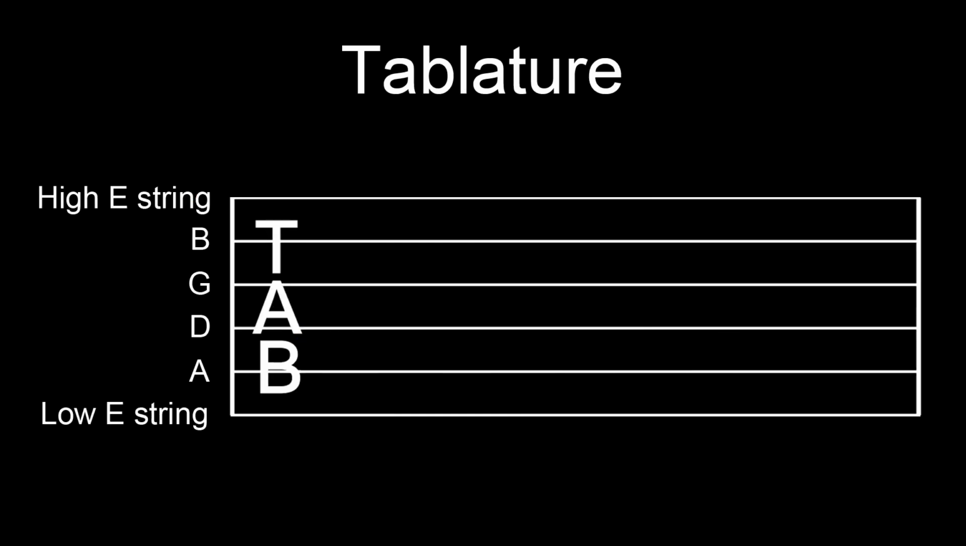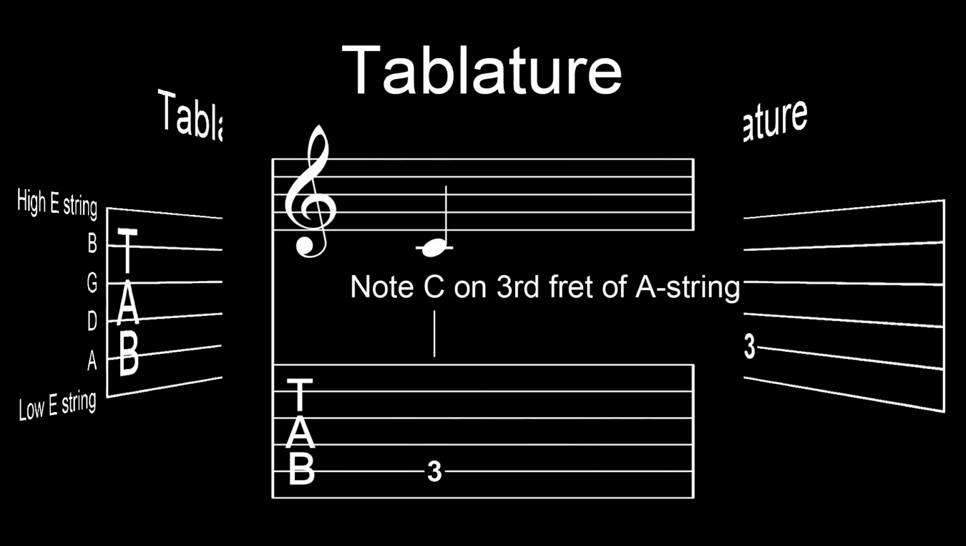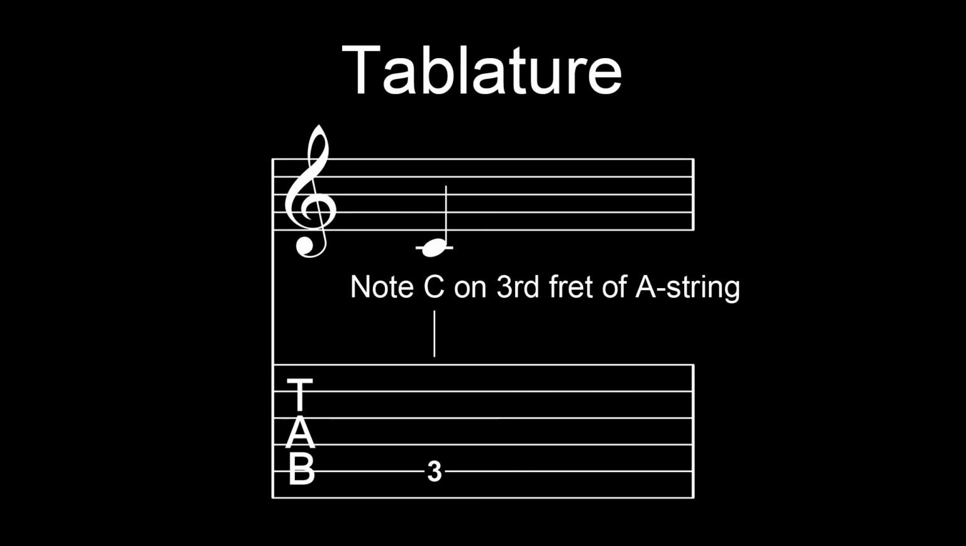For tablature, the 6 lines represent the 6 strings with the low E string on the bottom and the high E string on top. A number represents the fret. For example, a number 3 on the second lowest line means that you should play a C note on the 3rd fret of the A string.